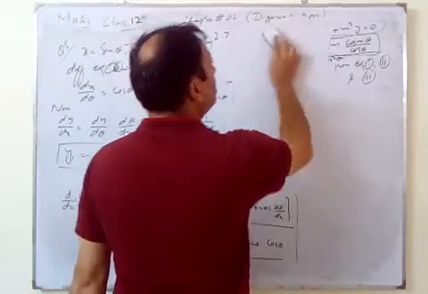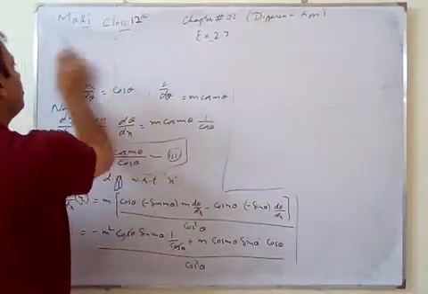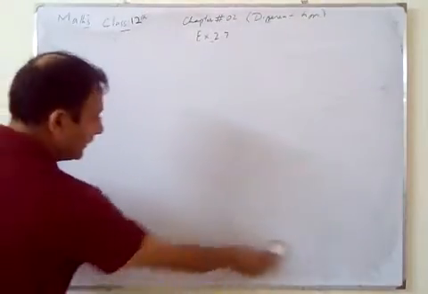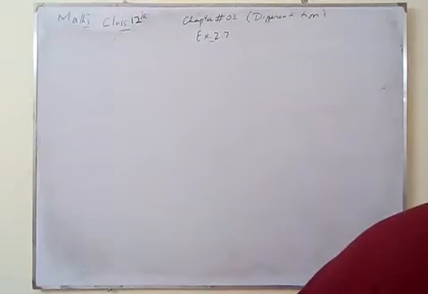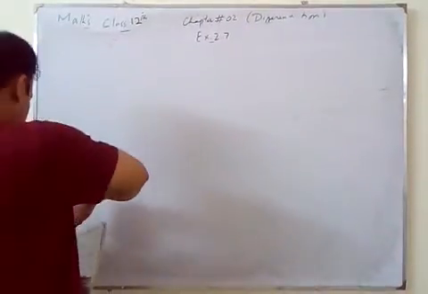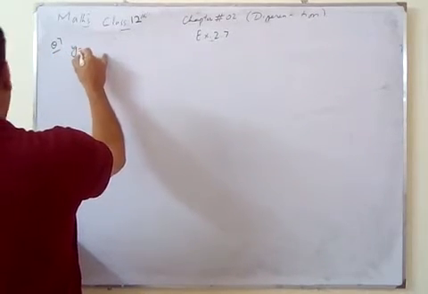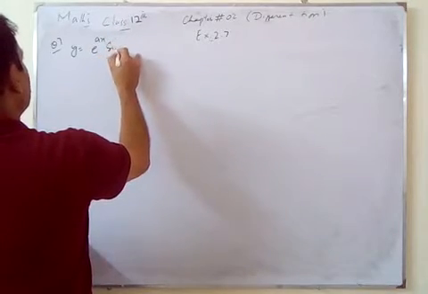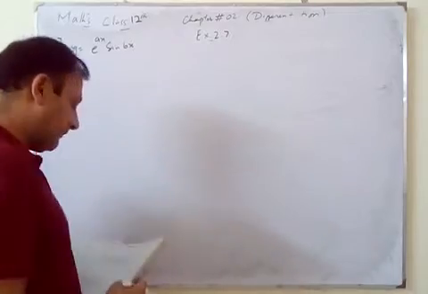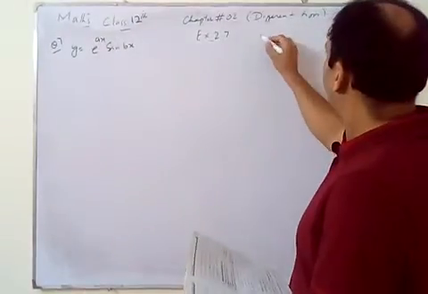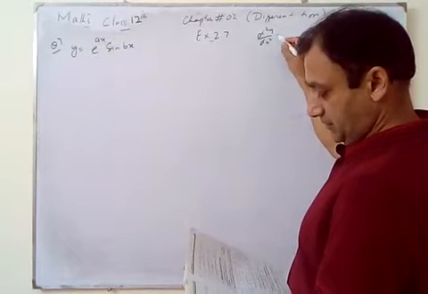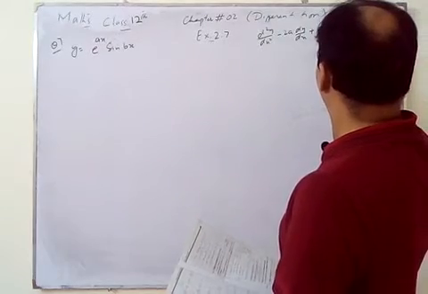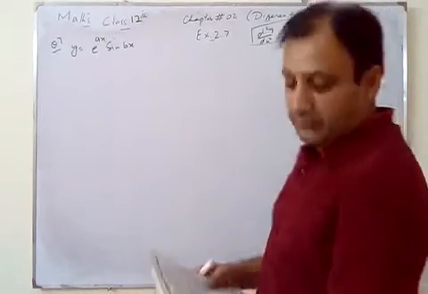Question number 6, try to solve yourself. I will solve question 7. Y is equal to e power ax sin bx. This is the given value, and we have to prove that d square y by dx square minus 2a dy by dx plus (a square plus b square) y is equal to 0. This is what we wanted to prove.